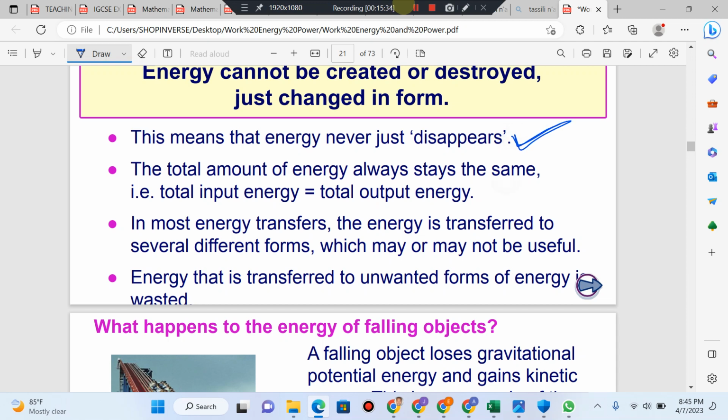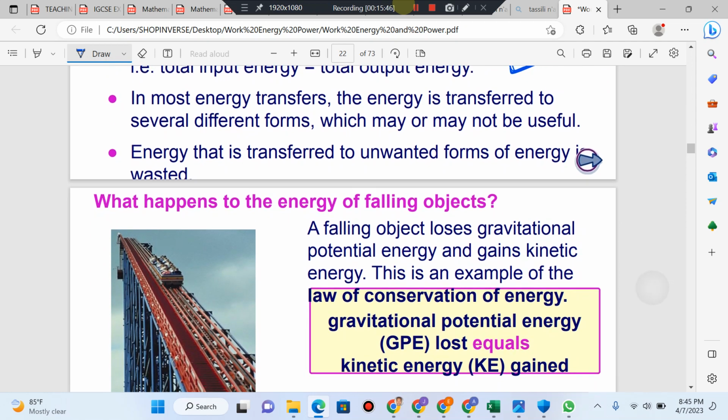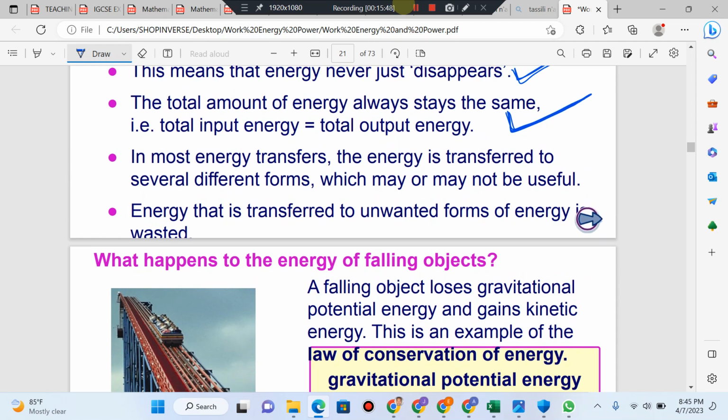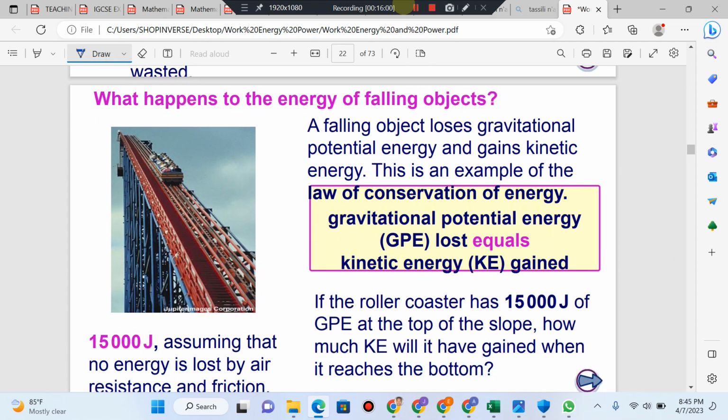Okay, that means energy does not disappear and the total amount of energy is always the same. Okay, though some of the energy would not be useful to you, the total amount of energy would eventually be the same. Okay, and energy is transferred to several different forms. Okay, some of them may not be useful. So that is what the law of conservation of energy is trying to make us understand.